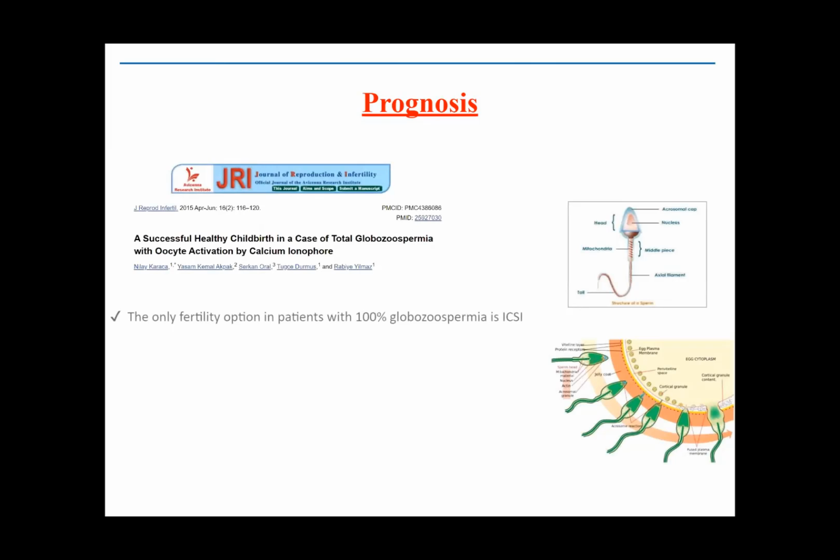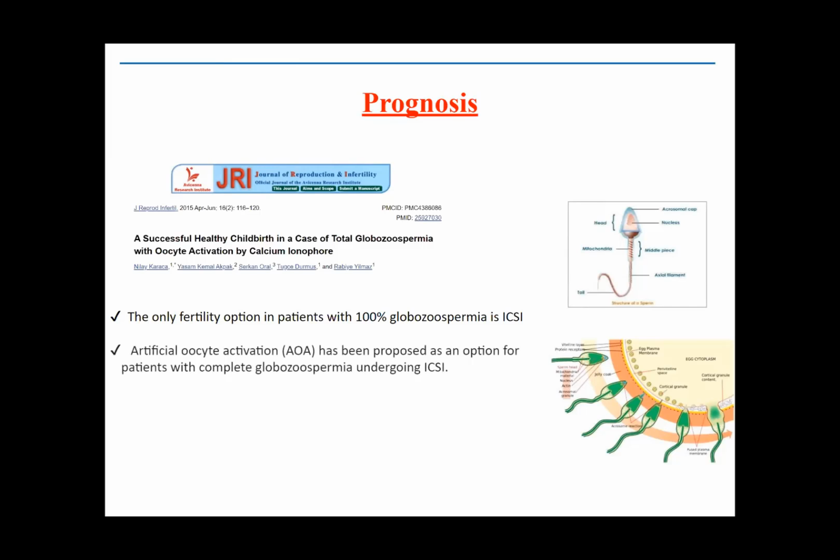The prognosis is favorable, and the only fertility option in patients with 100% globozoospermia is ICSI. Artificial oocyte activation has been proposed as an option for patients with complete globozoospermia undergoing ICSI.